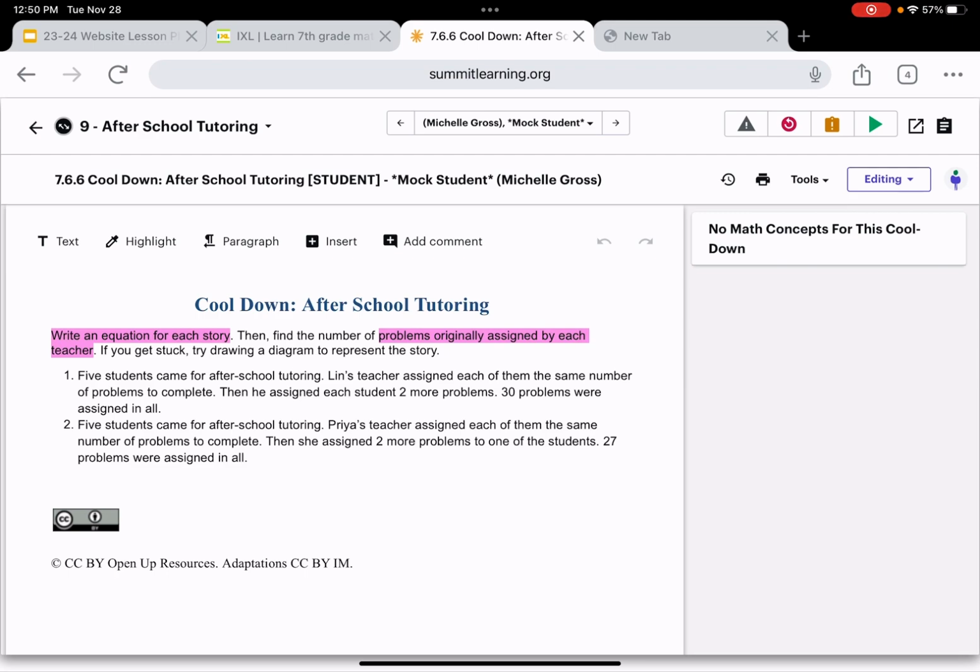5 students came for after school tutoring. Lynn's teacher assigned each of them the same number of problems to complete. So we don't know how many problems, we just know that 5 students got the same number. So we could do 5 times x or 5 times n or whatever variable you choose to use. I'm going to use x. Then he assigned each student 2 more problems. So each of the 5 students got 2 more problems. 30 problems were assigned in all.